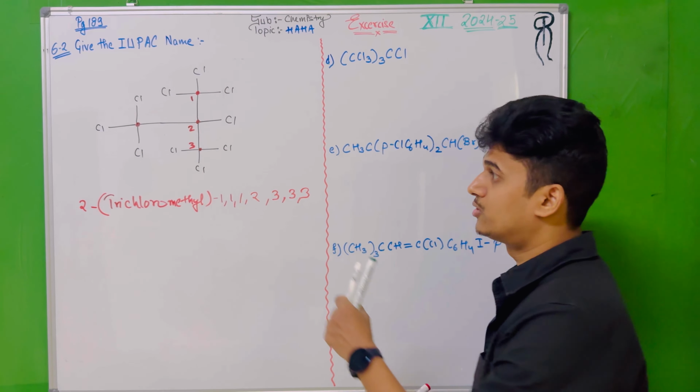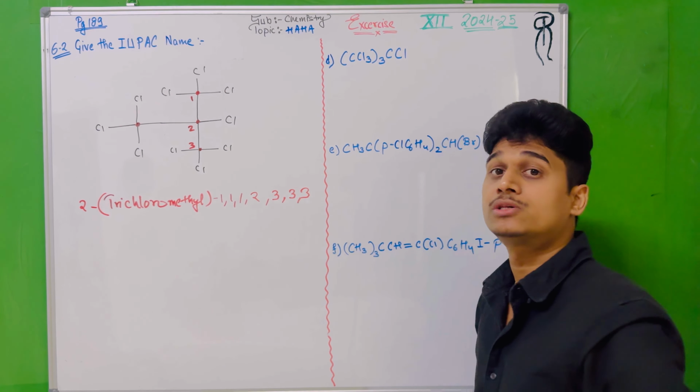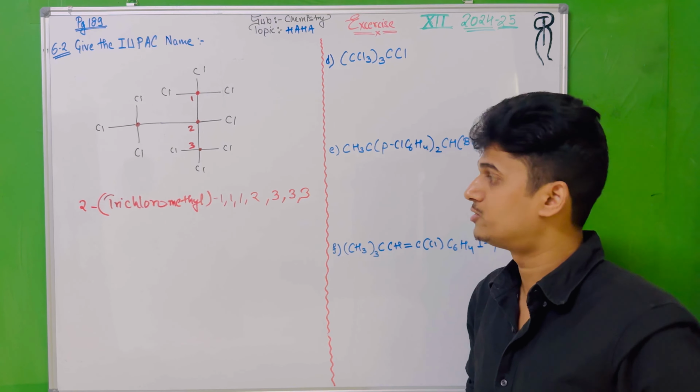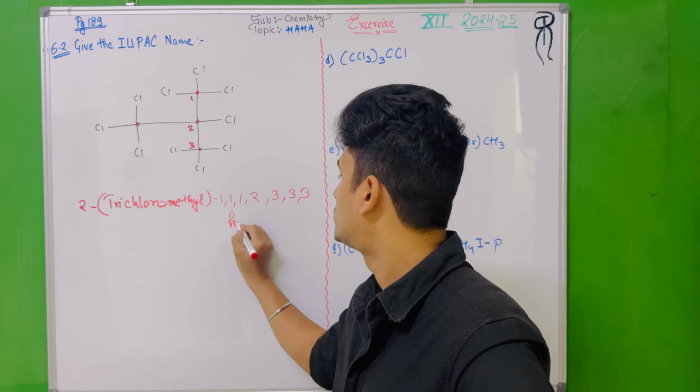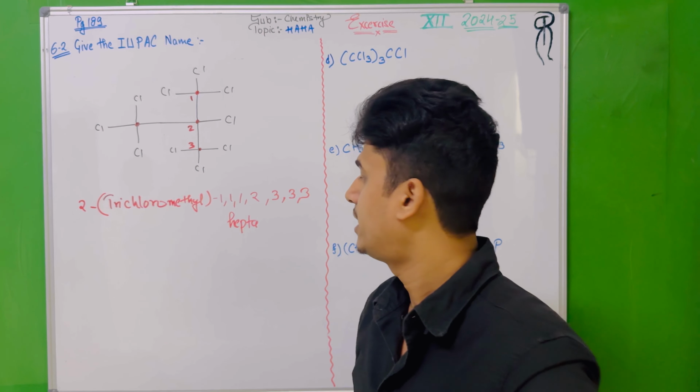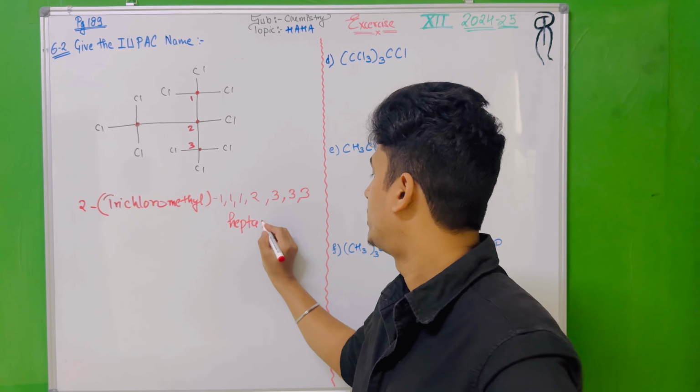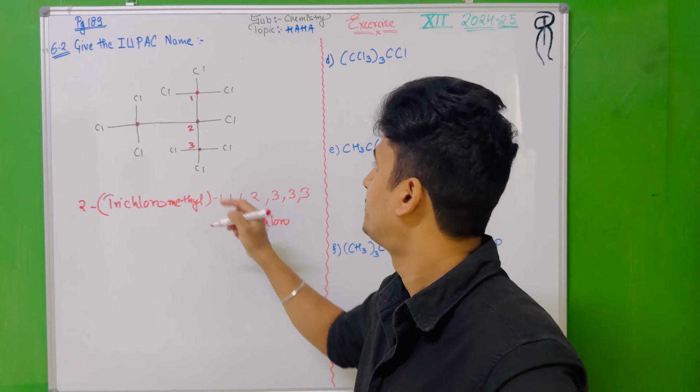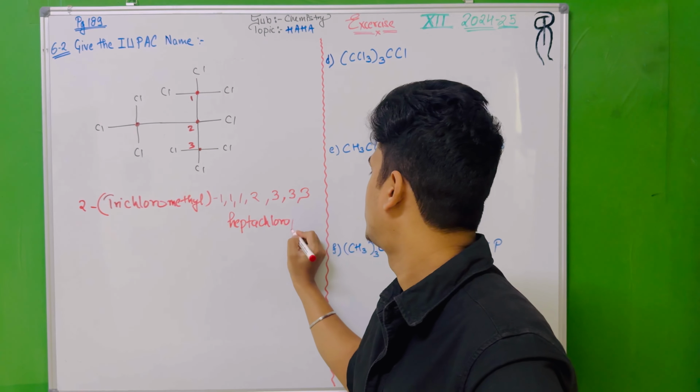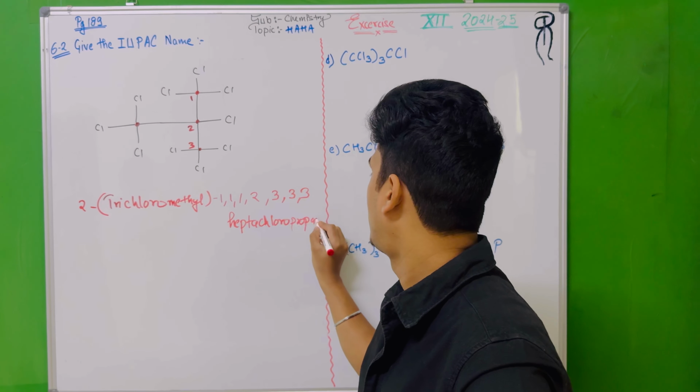Why am I doing this? Because at every position the same functional group, which is chlorine, is present. So how many times? 1, 2, 3, 4, 5, 6, 7. 7 times. So for 7 what will we use? Hepta. Now what is there? Chlorine. So heptachloro 1, 2, 3 propane. So this is the IUPAC name.